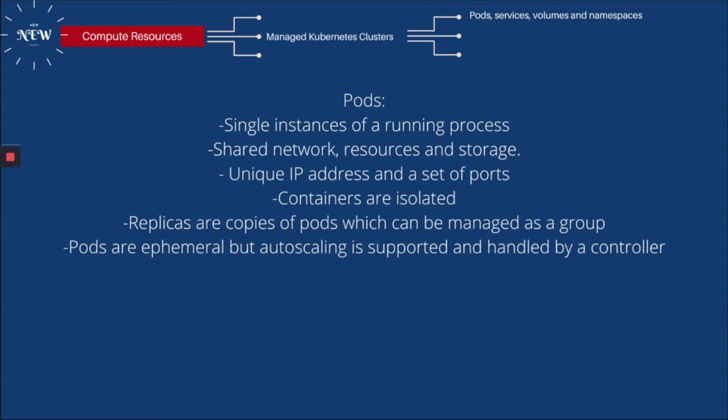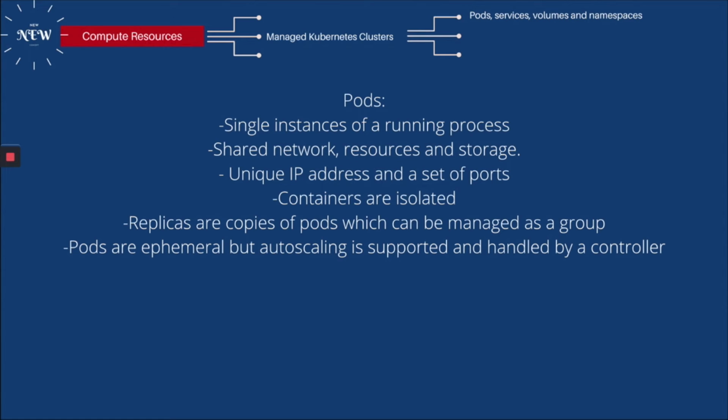What's a pod? A pod is a single instance of a running process. What that means is it does one thing. It has one application. You can have pods which use and run the same application, and you can have pods which run different applications. Pods typically share a network, resources, and storage. They have a unique IP address, but they have a set of ports where you can plug the containers in. Again, as we've mentioned before, containers are isolated, which means that they don't depend on each other.